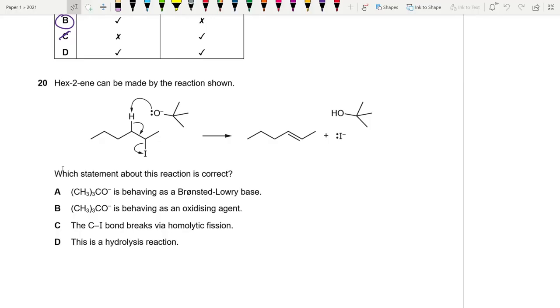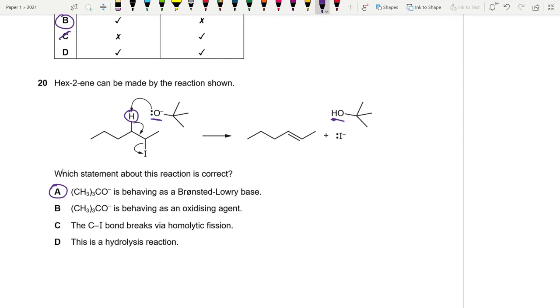Okay, so this compound here, CH3CO minus, is behaving as a Bronsted-Lowry base. What is a Bronsted-Lowry base? A compound that accepts protons. Look at this. This negatively charged compound with a lone pair accepted this proton to become OH. So yes, it is acting as a base. So that's true. It is acting as a Bronsted base because it is accepting the proton.